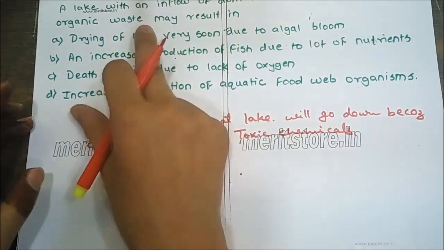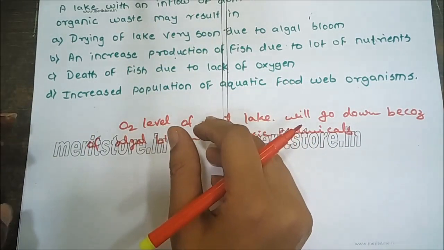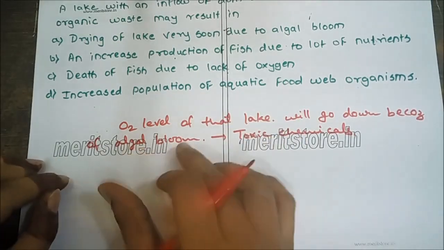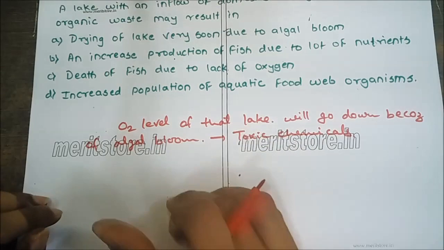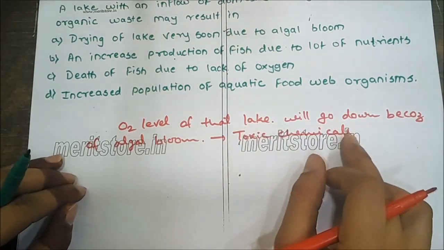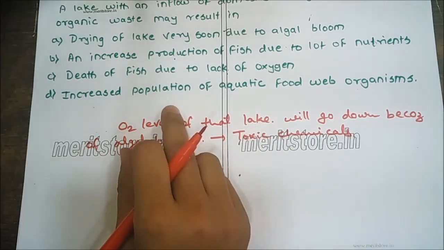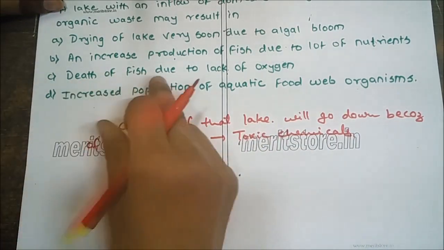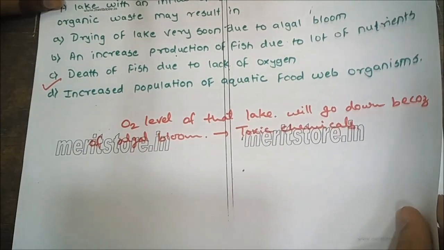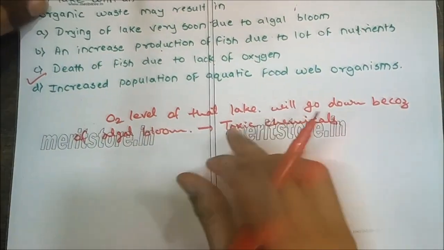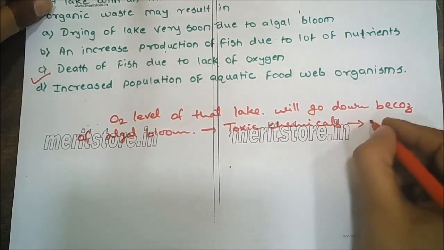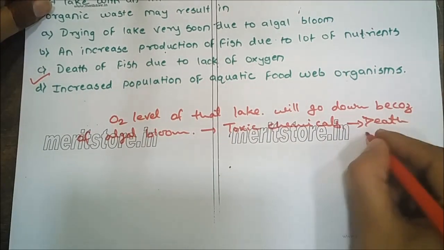in case of richness in organic waste. Organic waste will be rich in the sewage, and because of that richness, the algae will produce more, and because of that algal bloom, the oxygen level of that lake will go down, and this lack of oxygen will be the cause of death of fish. The answer is C. And these algal blooms will release some toxic chemicals that will also cause the death of fishes.